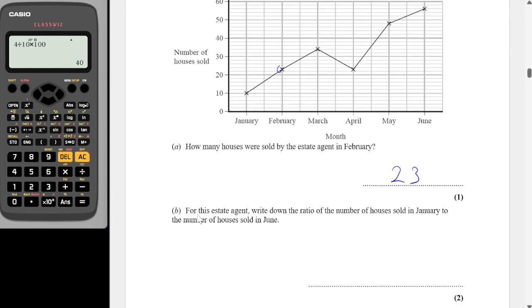Part B, for this estate agent, write down the ratio of the number of houses sold in January to the number sold in June. So January to June. Jan to June, we'll do the original numbers. So we've got 10 sold in January, and in June it looks like we sold 50, 56.